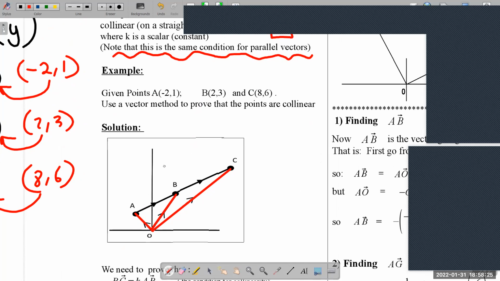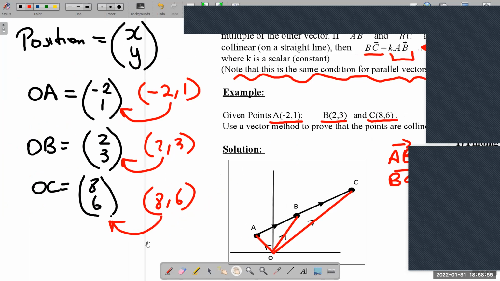Read the sentence. They literally say given something. Is there any vectors there? Did they give us AB? Did they give us BC? Guys, no, they did not. Look at what they gave us. They gave us point A. They gave us point B. They gave us point C. What we did was find the position vectors. But watch the position vectors we got. We were given OA, we were given OB, we were given OC.